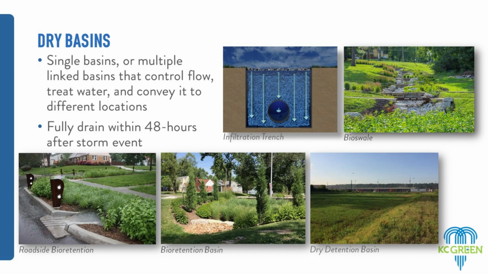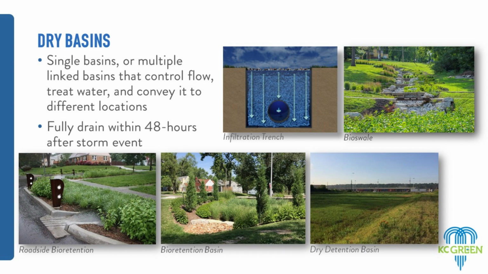But in general, dry basins will be single basins, or they can be multiple linked basins in series. So you could have basins on a hill that cascade down into each other, but they are intended to control the flow, slow it down, infiltrate that stormwater, and really treat it before it gets back to the system.